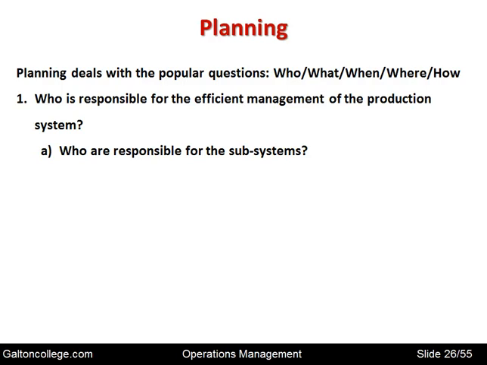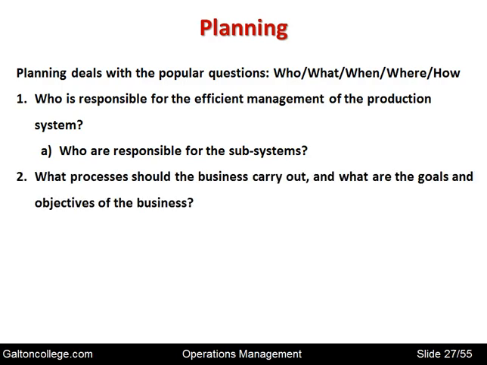There's an overall system perhaps within the company. There's a sequence of machines, a sequence of processes and so on, but there are subsystems within that. So for example, the stores could be a subsystem of the overall production system. So who's responsible for the subsystems?